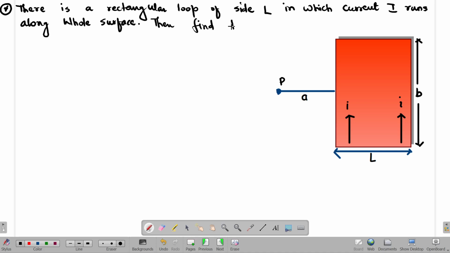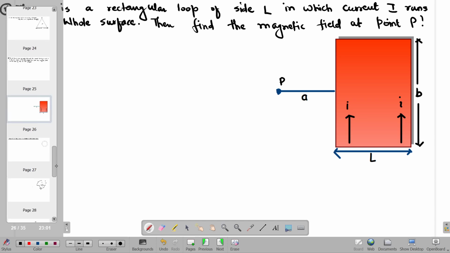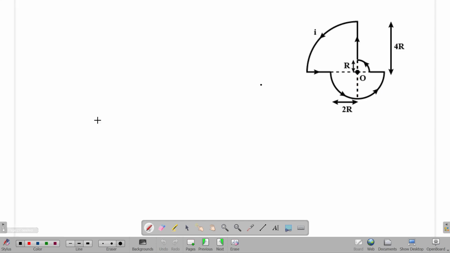Is this clear? Yeah. Last question, fifth one. Find the magnetic field at center O.